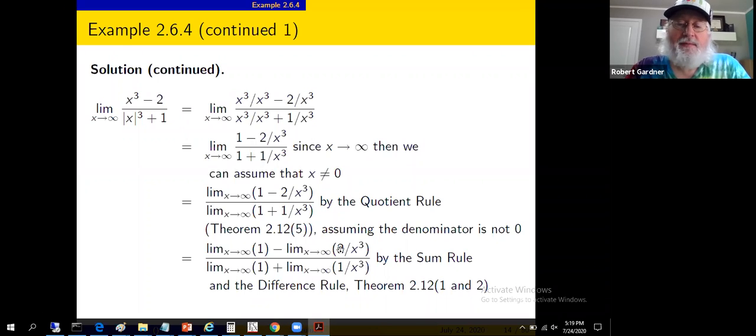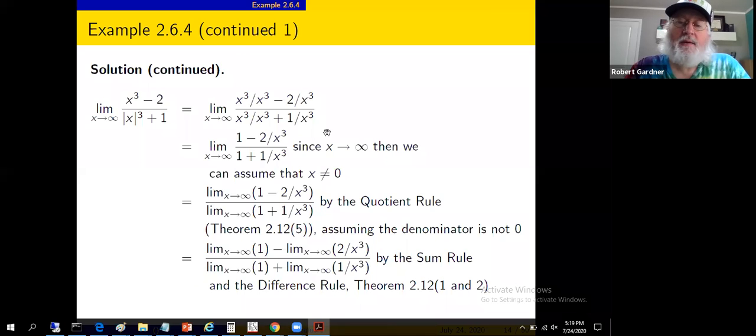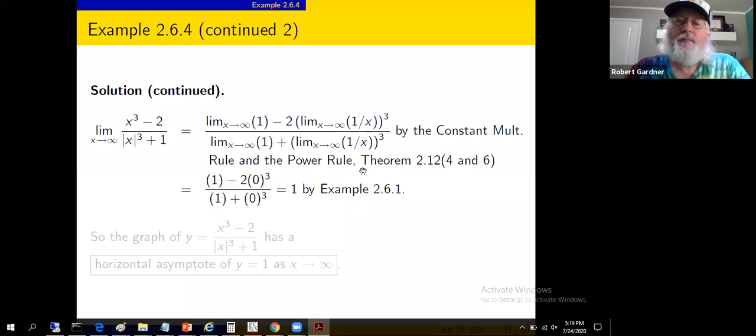See that 2 there? Let's get rid of that 2. Let's bring it outside. Next slide, bring the 2 outside. You can do that by the constant multiple rule. That'll leave you with, let's go back, a limit of an x cubed in there going forward. Let's take that limit inside the cubing function, both in the numerator and the denominator. The power rule justifies that. The constant multiple rule let us bring the 2 outside.